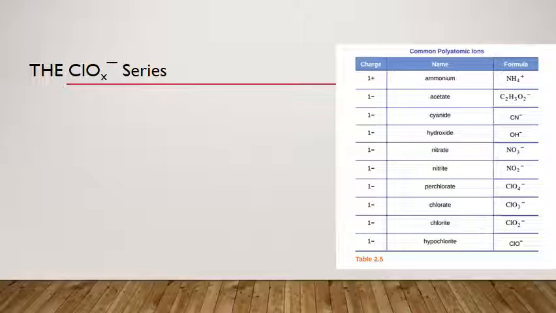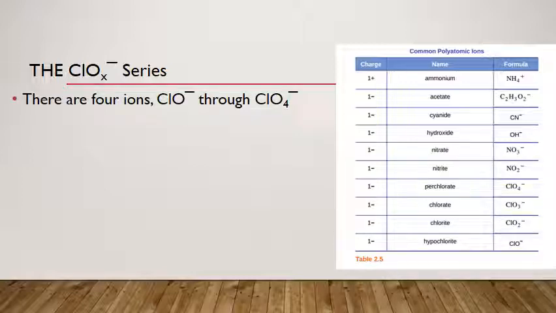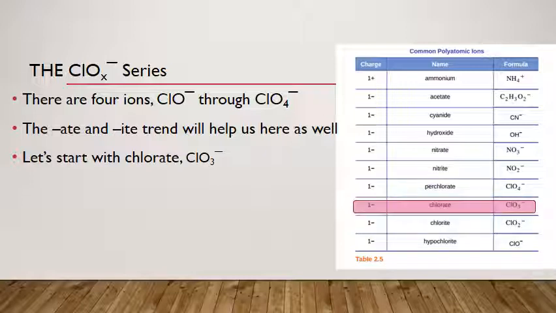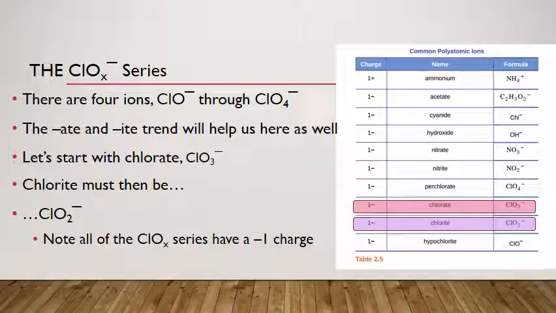Now let's look at the ClO series. There are 4 ions, ClO minus through ClO4 minus. The ATE and ITE trends help here as well. Let's start with chlorate, ClO3 minus. Chlorite must be ClO2 minus. ITE has 1 oxygen less than ATE. Note that all of the ClO series have a -1 charge.